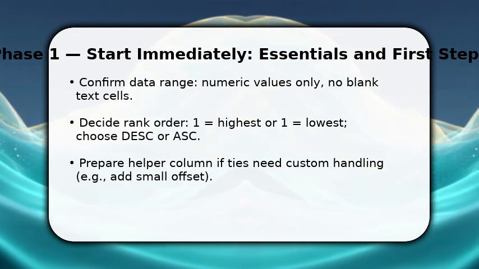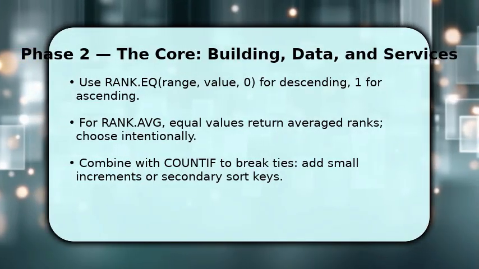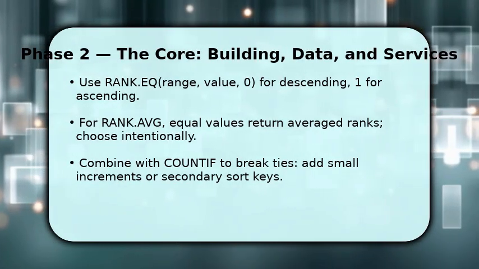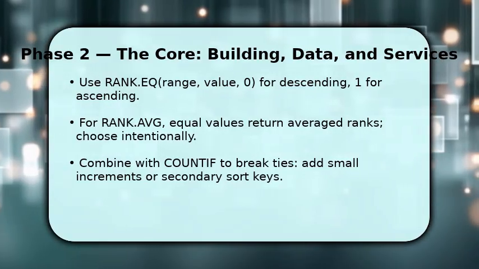In many tools use RANK.EQ: target, range, 0 for high to low, or change the third argument to 1 for low to high. This controls the ordering. If you prefer average handling of ties, use RANK.AVG because it yields mean ranks for equal values.